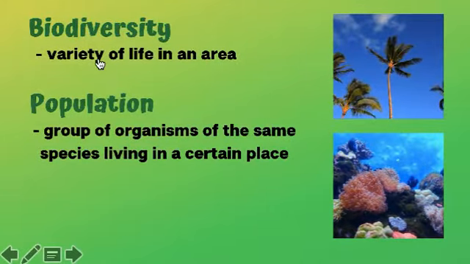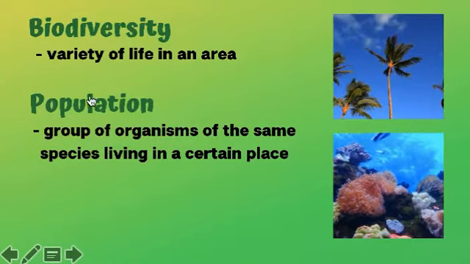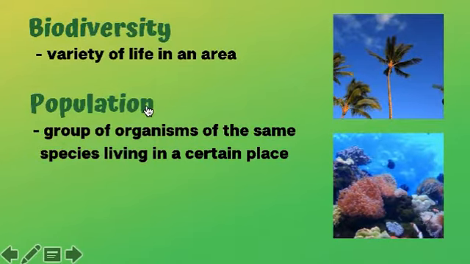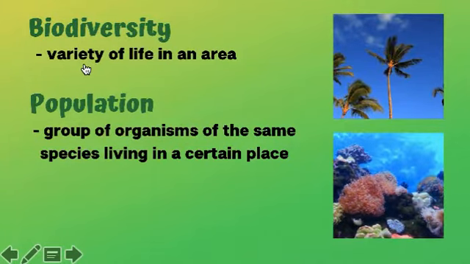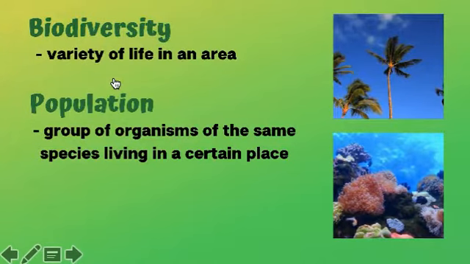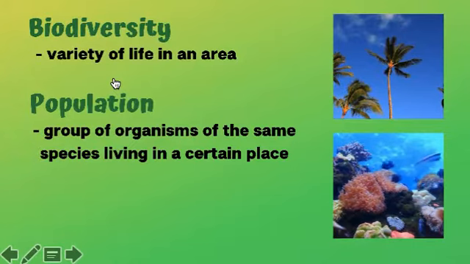Now, let's have a short recall of what biodiversity and population mean. Biodiversity means variety of life forms in an area. Examples are forests, coral reefs with plenty of fishes, etc.